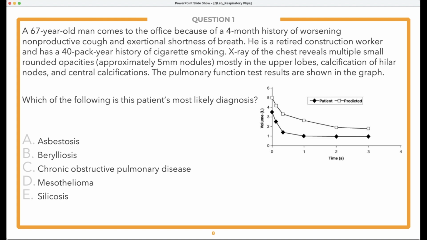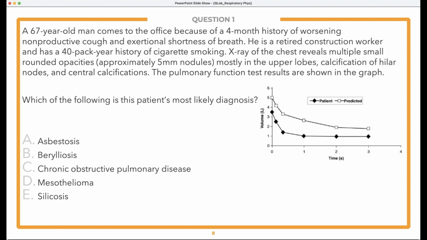All right, so here are our options. And another trick that we'd like to always think about is start with E and make your way up, so that we don't fall into the trap. All test takers expect us to go from A to E, and they sometimes build questions in a way where they want you to pick the first answer you see, or don't pick the first answer you see. So I always like to think about, let's start with E and go up. So option E is silicosis. Option D, mesothelioma. Option C, chronic obstructive pulmonary disease. Option B, berylliosis. And option A, asbestosis.